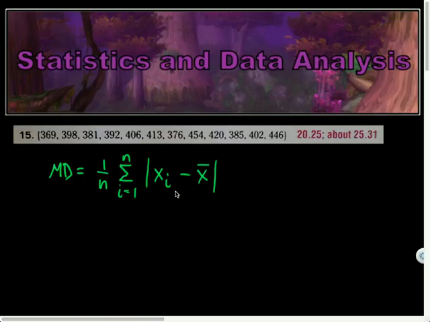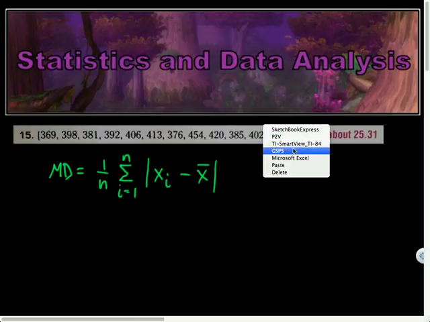If it's a very low average distance from the mean, then that means my data is very clustered towards the center. If it's a high average distance from the mean, then that means it's super spread out, right? So that's kind of the concept that is at play here.